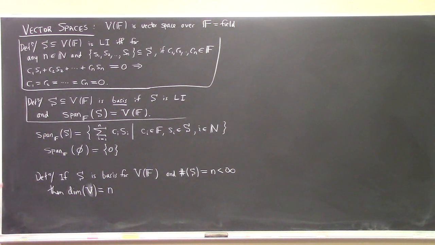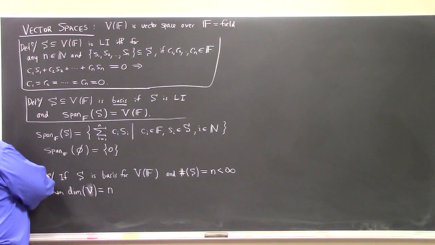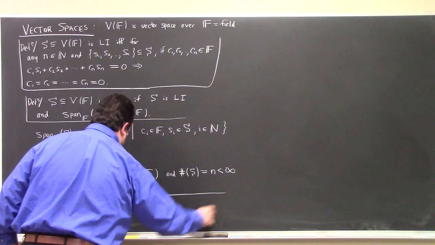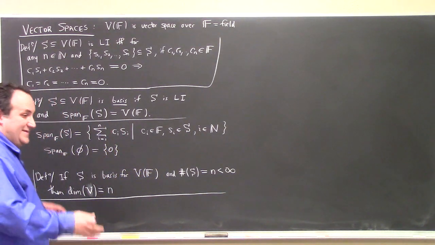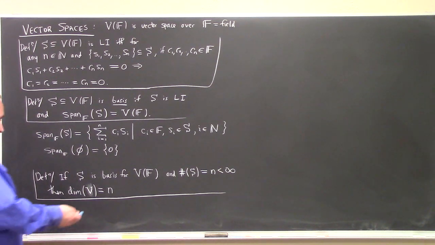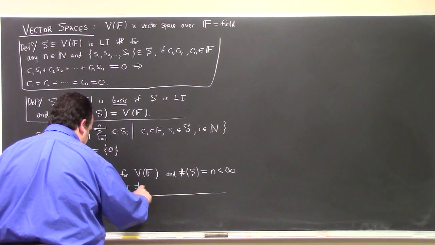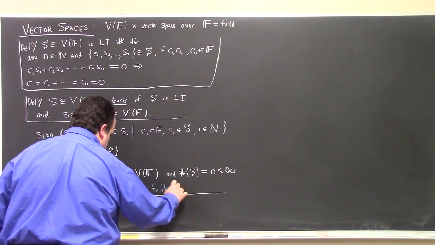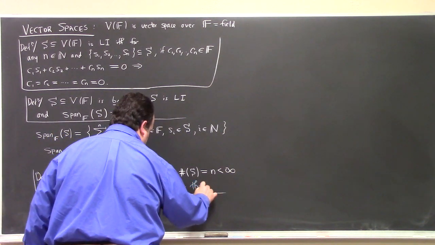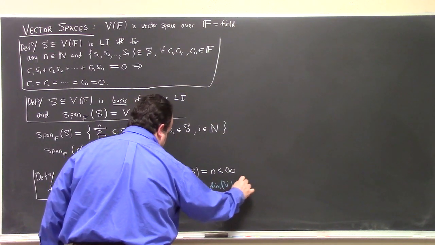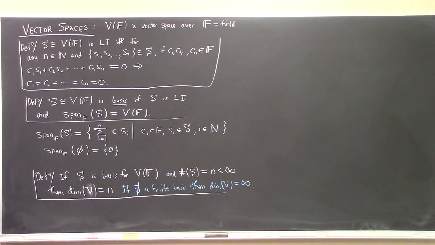And this definition makes sense because we prove in linear algebra that if you had two bases for a vector space, and they're both finite, then they have to have the same number of things in them. It takes me about a half hour to prove that. There's a lot of different ways to prove that. And so for a given vector space, there either exists a finite basis or there doesn't. So if there does not exist a finite basis, then the dimension of V is said to be infinity. It's an infinite dimensional vector space.